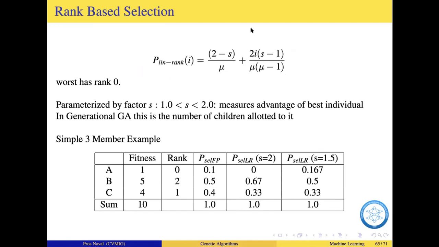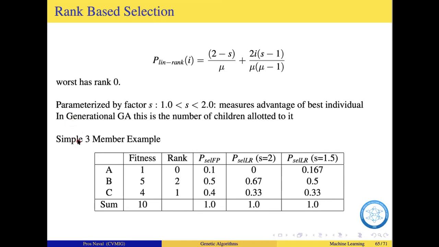So the calculation is as follows. Here you have a rank equal to 0 for the worst individual, the individual with the lowest fitness. It's parameterized by a factor S, where S is between 1 and 2, which measures the advantage of the best individual. So in your generational GA, this is the number of children allotted to it.